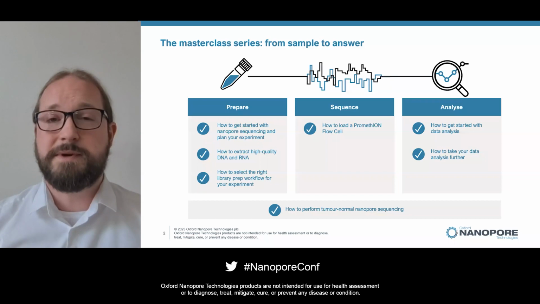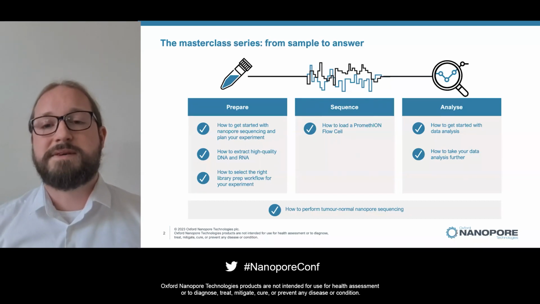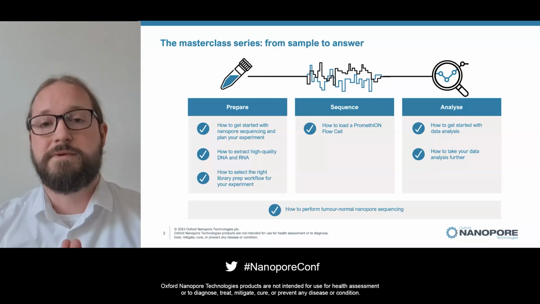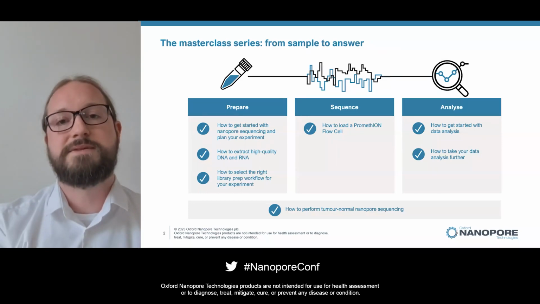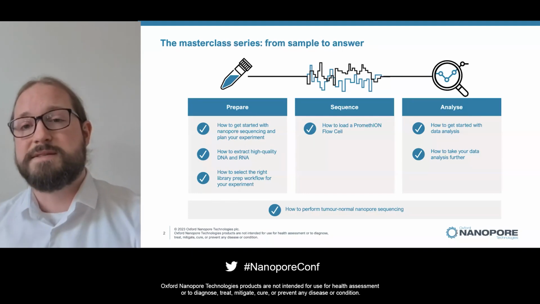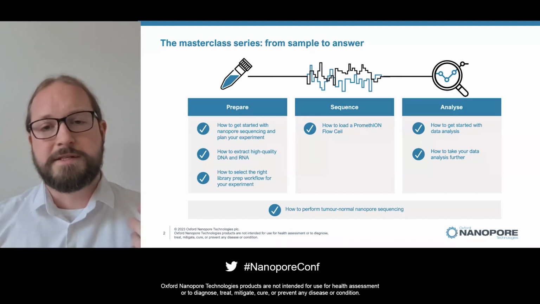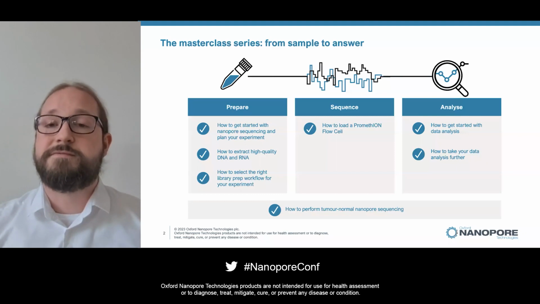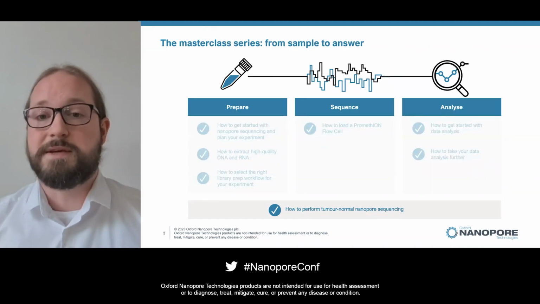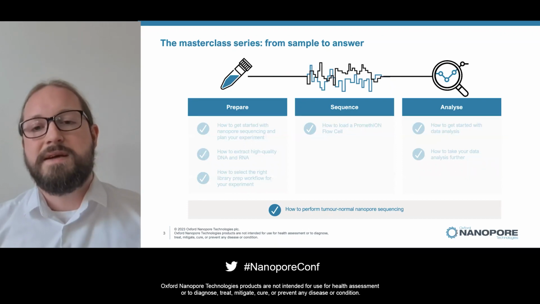As you may know, if you've seen earlier masterclasses, what we want to do with the masterclasses is show you the full workflow, basically from sample to answer, and that includes preparing your library, sequencing it, and then analyzing it. One thing that's special about this masterclass is that it's focused around a worked example about tumour-normal sequencing. So let's start at the beginning.